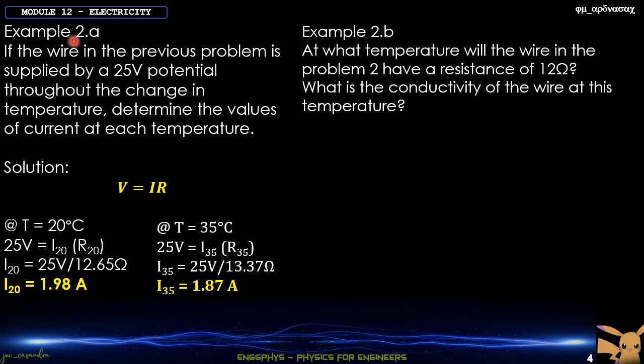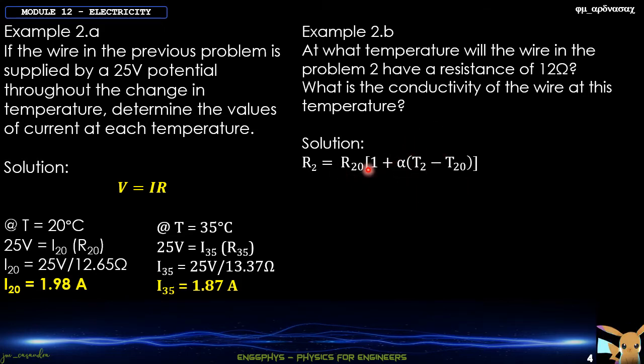Also, what is the conductivity of the wire at this temperature? So, in here, our solution now will follow the equation R2 equals R20 plus alpha times (T2 minus 20), since we have a change in temperature, which is from 20 to a temperature that causes a 12 ohm resistance. So we are given already.